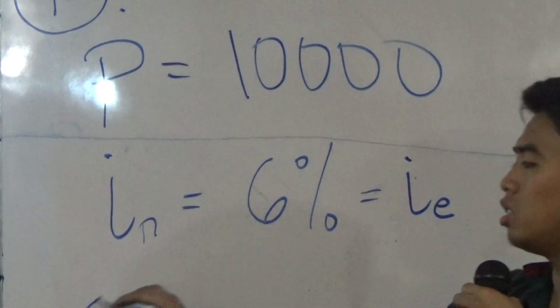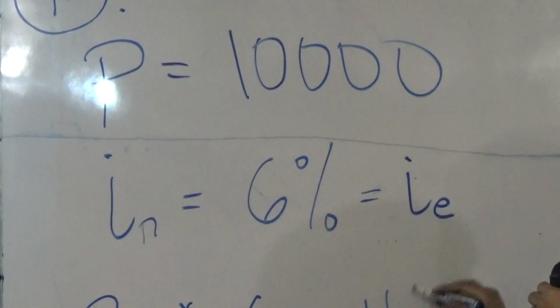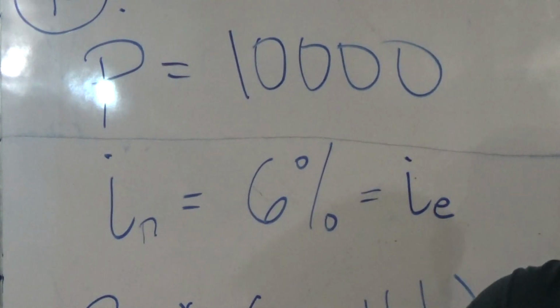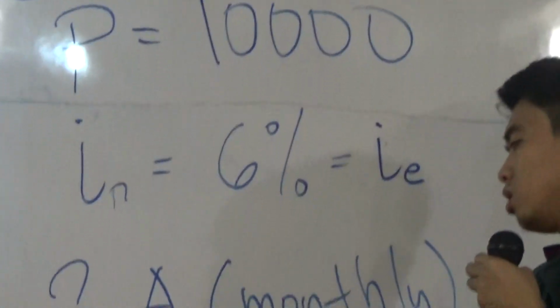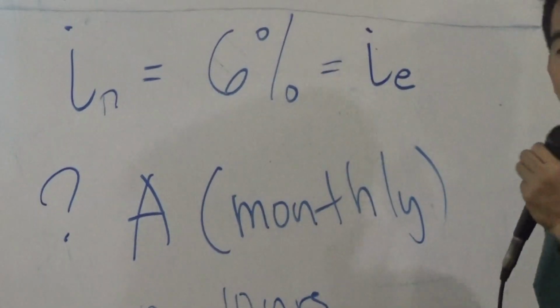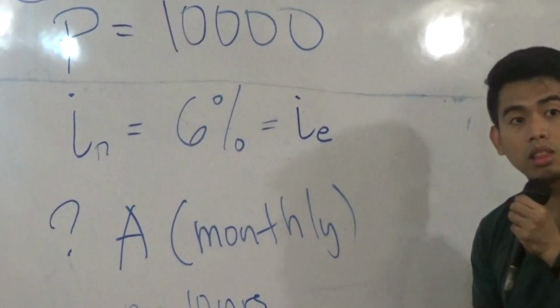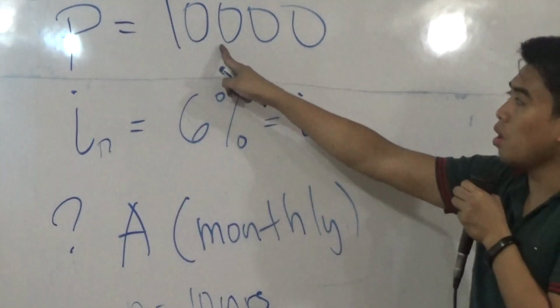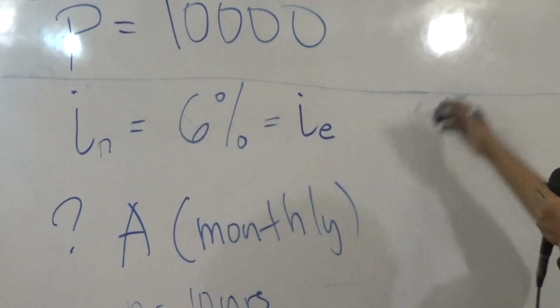So, tinatanong is yung amortization, yung A, yung annuity. Monthly, so kailangan ng payment natin every month, for a period of 10 years. So, N is 10 years. So, this is an easy item. Konting adjustment lang. Sir, may given tayong present, this is annuity, so formula ng present worth.